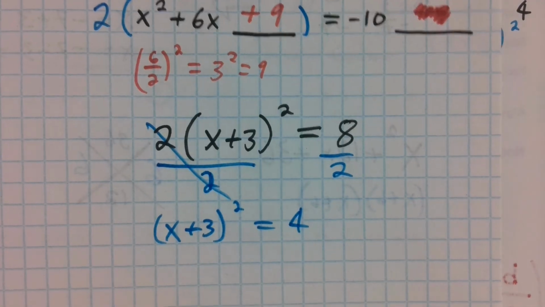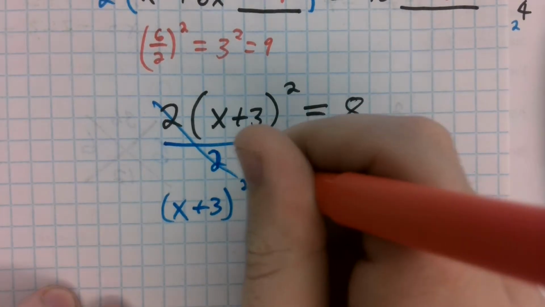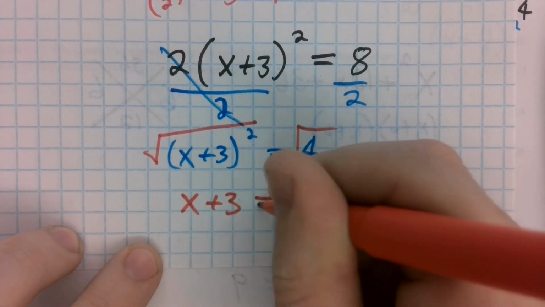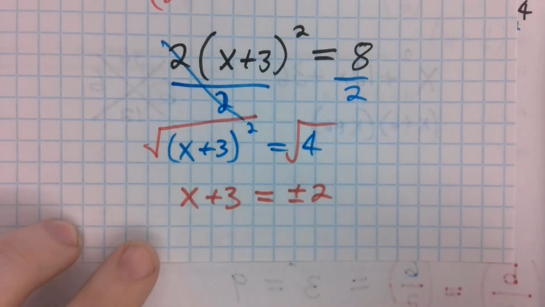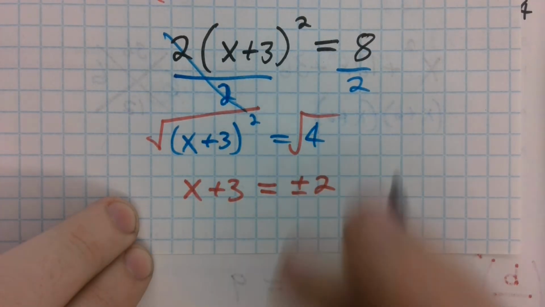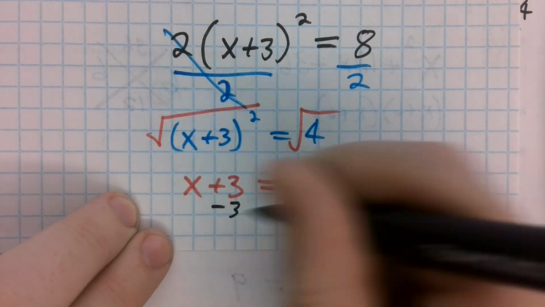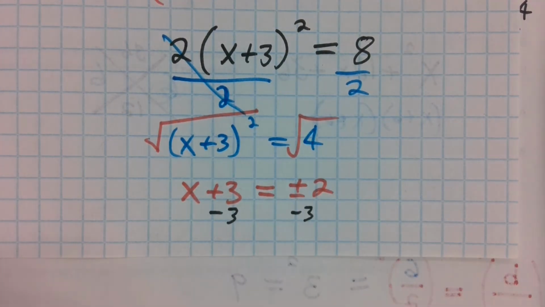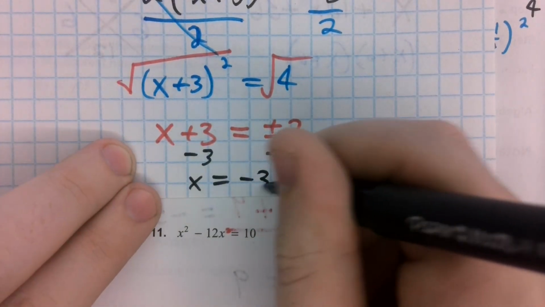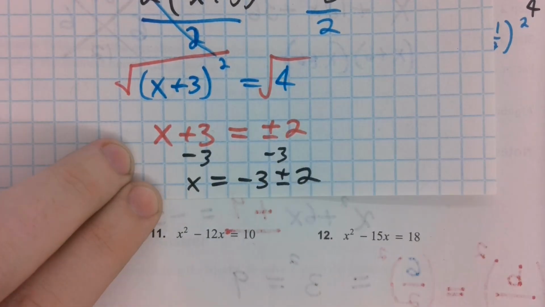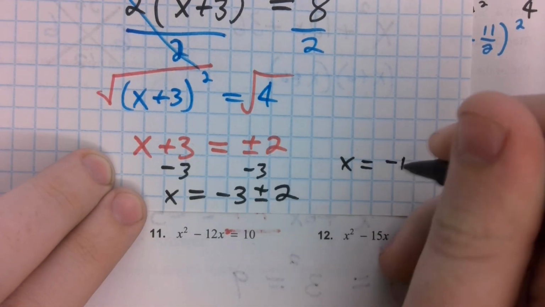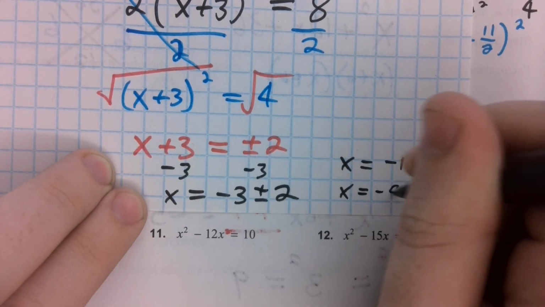We take the square root of both sides. The square root is going to give us x plus 3 and positive or negative 2. That means our answers are going to be x plus 3 equals plus 2, x plus 3 equals minus 2. No matter what happens, we're going to subtract the 3 from both sides, giving us x equals negative 3 plus or minus 2. One of our answers is x equals negative 1, and one of our answers is x equals negative 5.